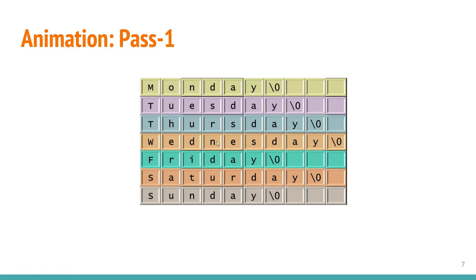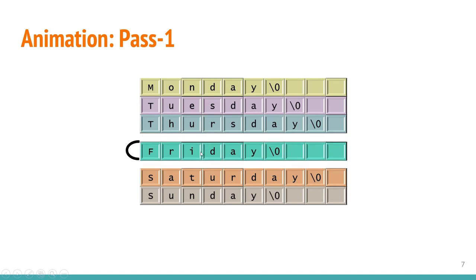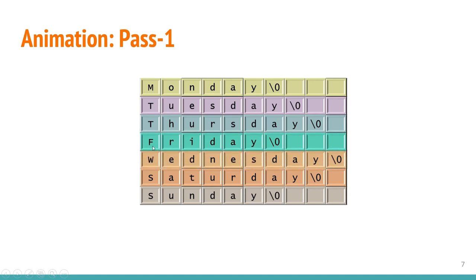You can see, since Wednesday comes later and Thursday comes afterwards, we need to perform a swap. Why is that? Because T comes first followed by W, so we need to swap the entire strings. Next, compare Wednesday with Friday. Again, there is a need for a swap because F comes first in the alphabetical ordering of English, followed by W.